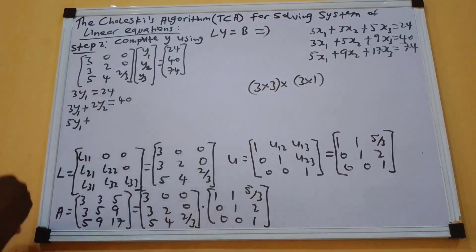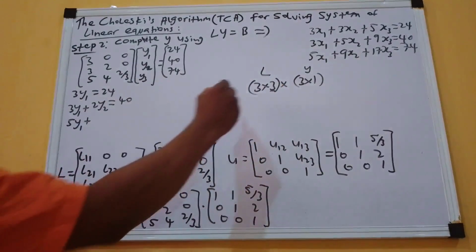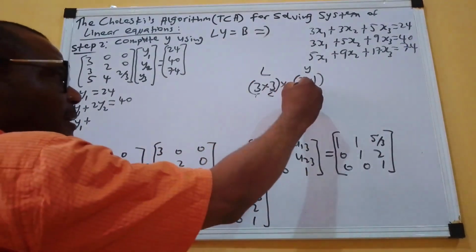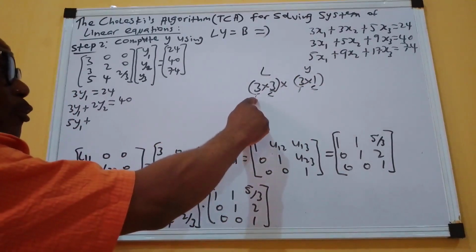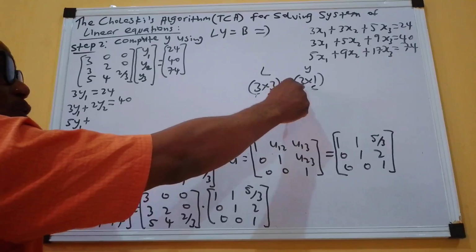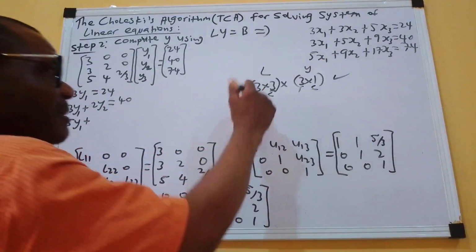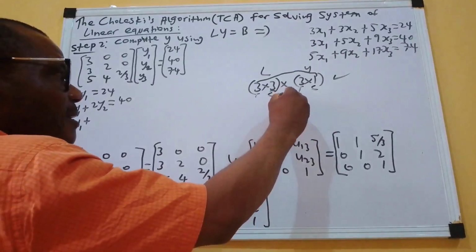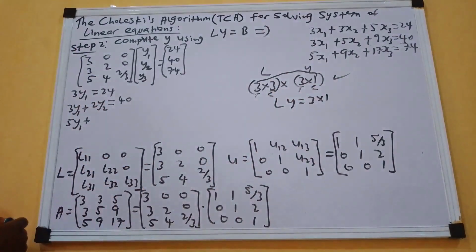While this L here, this is our L, this is our Y. This is our row, number of rows in L and number of columns in L. This is the number of rows in Y, number of columns in Y. The number of columns in L must be equal to the number of rows in Y, so they are compatible for multiplication. So that means our resulting matrix will be this. So we are going to have LY to be equal to a 3 by 1 matrix. That's what we are going to have.